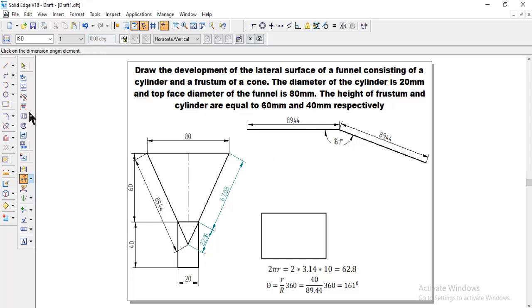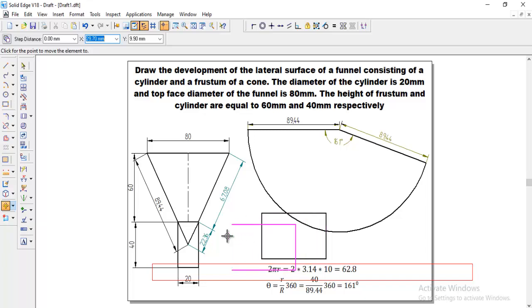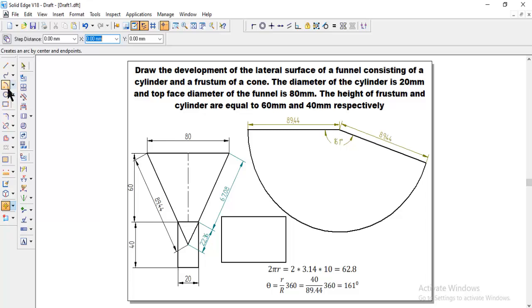Okay, we enter the angle we calculated here, and then go to arc by center point, take the point as the arc center and draw the arc. And here it is colliding, so we can move this part. Okay, and now this is the complete development of the cone, but we need to do the frustum.